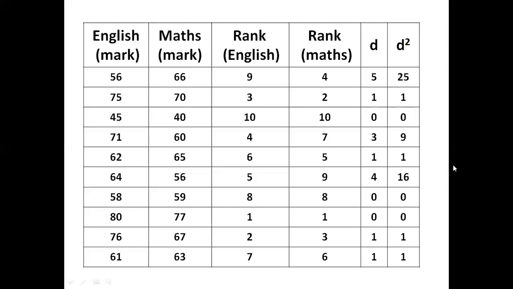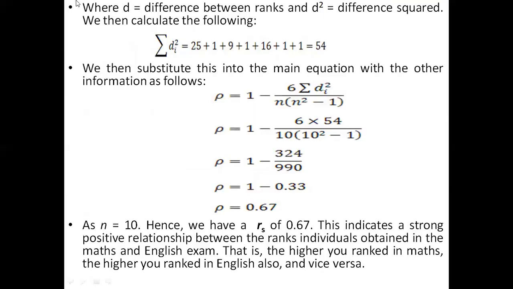How do we solve this particular question further after doing this table formulation? So here D is the difference and D square is the difference squared. Then we calculate sigma D square, as I said earlier also. So the sigma D square value is 54.